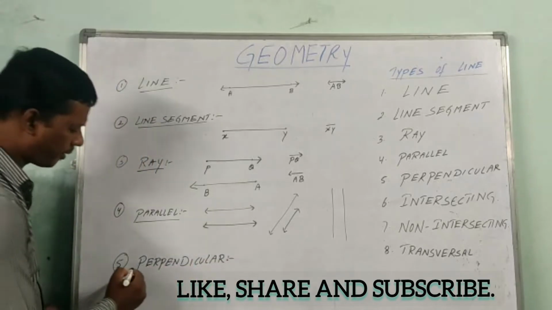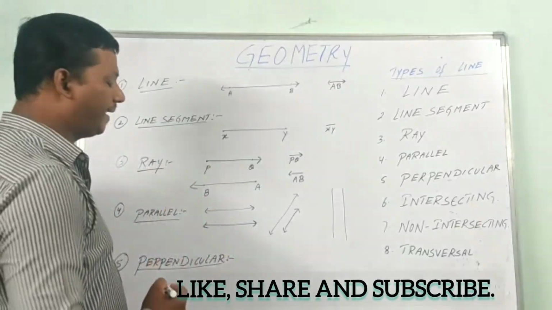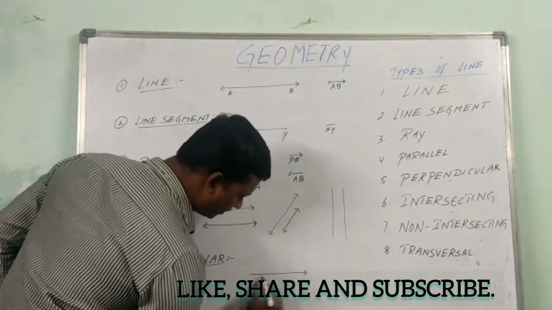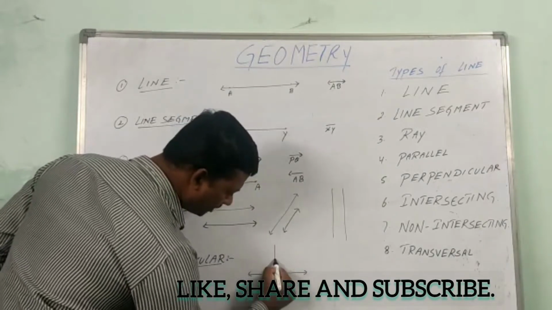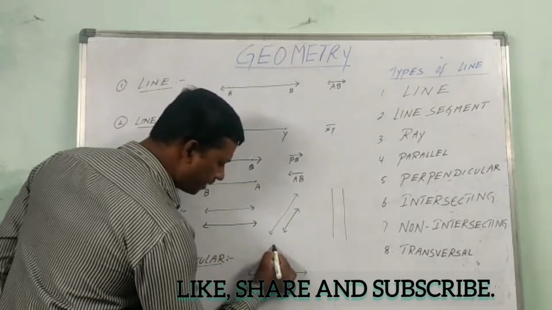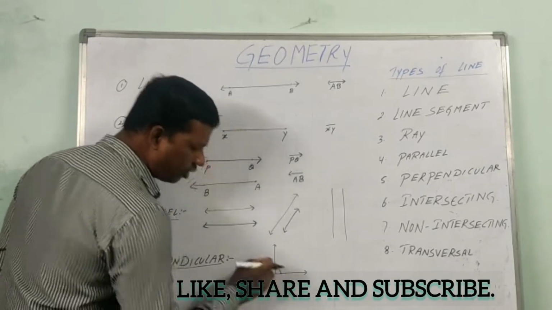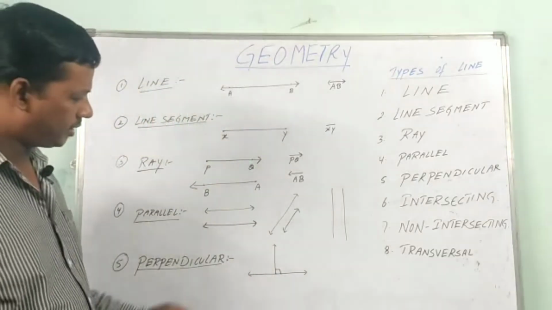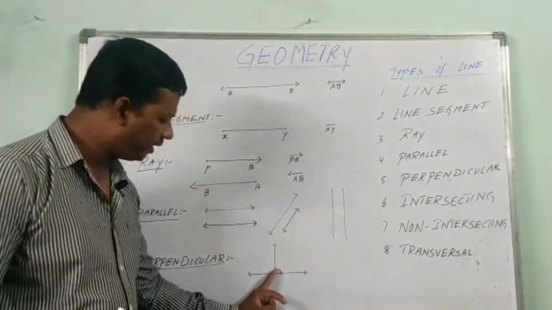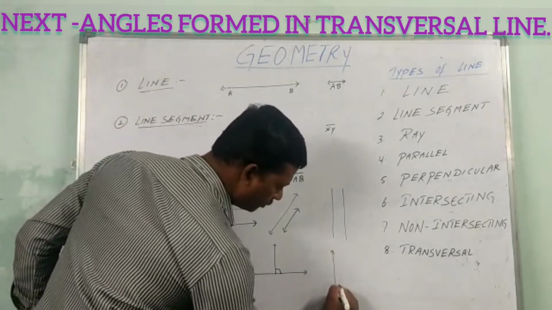Perpendicular line. What is a perpendicular line? When two lines are meeting at a point, making an angle of 90 degrees. This is a line, and another line is forming over here. The second line is meeting the first line and making an angle of 90 degrees. It is called the perpendicular line. In simple words, when two lines meet and make an angle of 90 degrees, then it is called the perpendicular line.